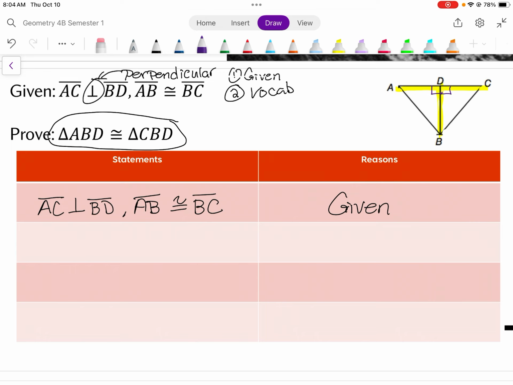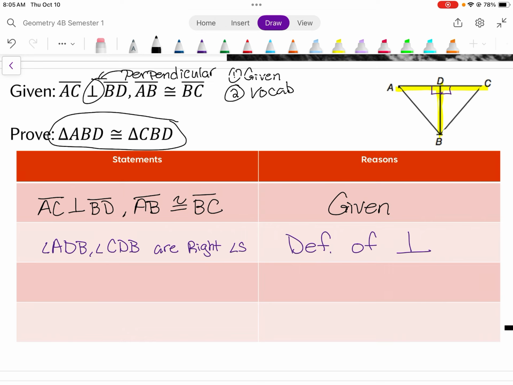And I'd strongly encourage using highlighters when doing these proofs to help you identify where certain angles are going to be that you are using. So for this one, we can say angle ADB, because D is in the middle, and angle CDB are right angles. And that is just our definition of perpendicular. And you can either write it out or use the symbol.